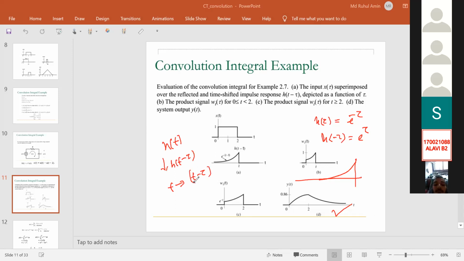Then initially that equation was e to the power minus t. Then this equation will be what? e to the power minus (t minus tau). So you replace your equation. The equation of this portion will be equal to e to the power minus (t minus tau), and then you evaluate it.